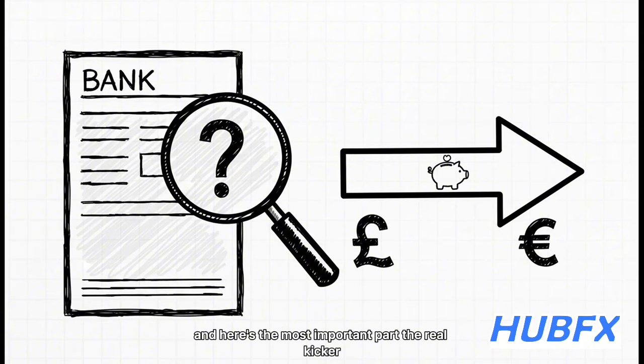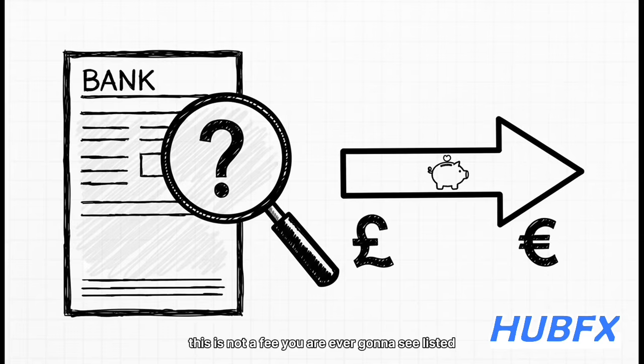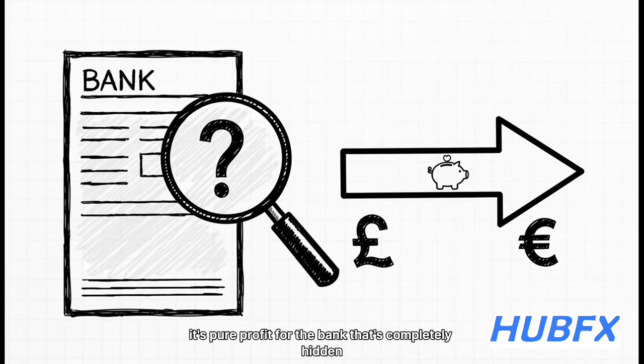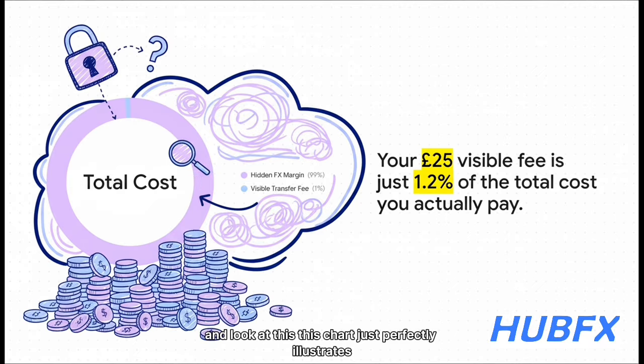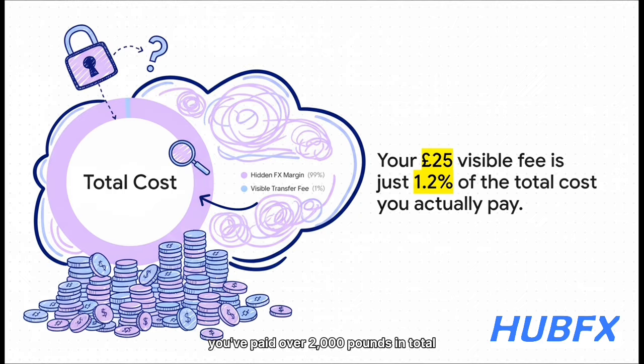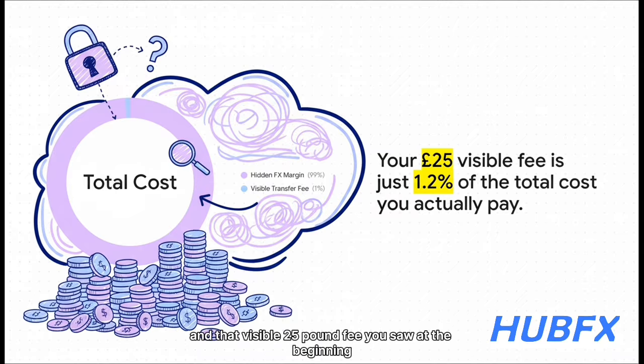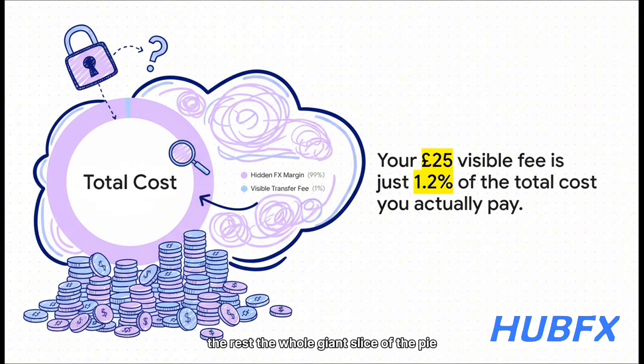And here's the most important part, the real kicker. This is not a fee you are ever going to see listed on a statement. There's no line item that says FX margin. It's pure profit for the bank that's completely hidden, just baked right into the worse rate they give you. And look at this chart, it perfectly illustrates the scale of the problem. When you convert that lost 2,200 euros back into pounds, you've paid over £2,000 in total, and that visible £25 fee we saw at the beginning is barely more than 1% of what you actually paid. The rest, the whole giant slice of the pie, is all that hidden margin.